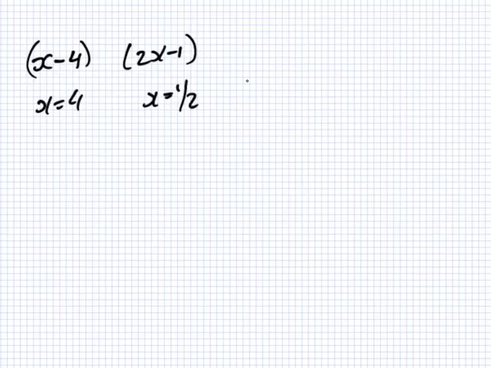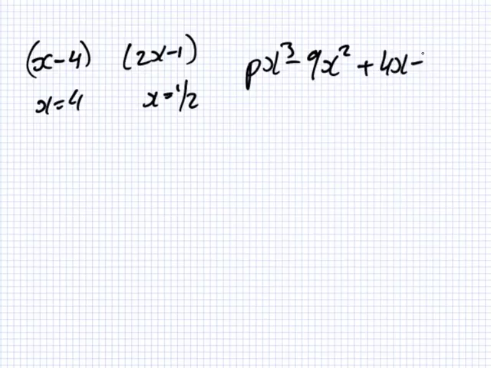X minus 4 and 2x minus 1. So that's x equals 4 and x equals a half. And they're a factor of the cubic, plus 4x, like this.